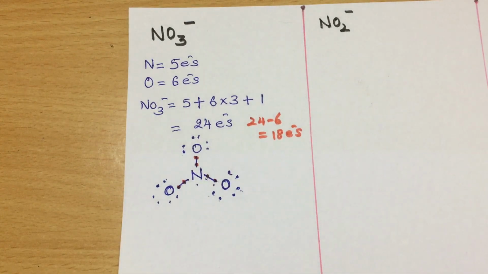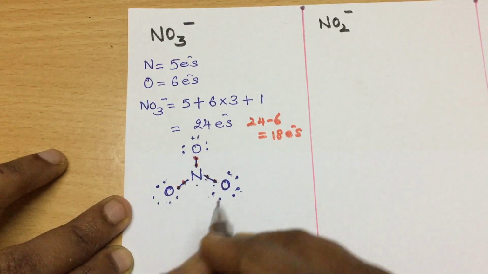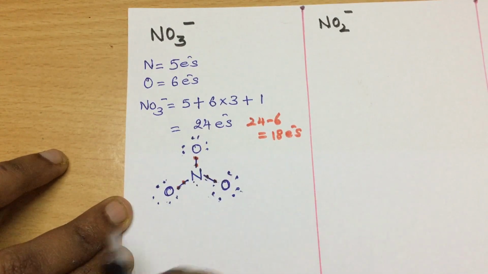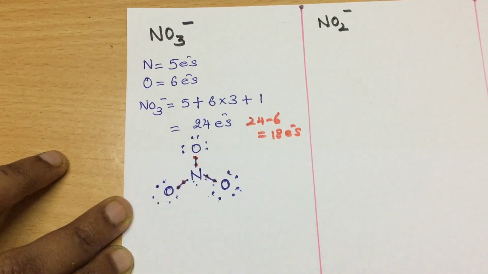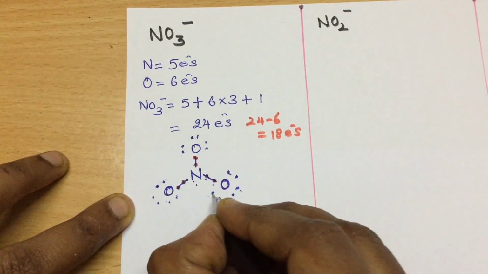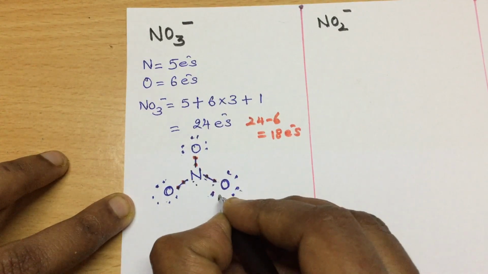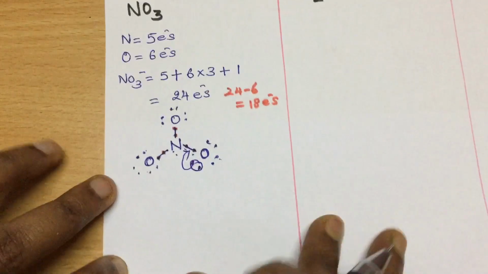Now check whether the octet has been satisfied or not. For the oxygens, the octet is completed. But for the nitrogen, check: 1, 2, 3, 4, 5, 6. It is surrounded by only 6 electrons. But each atom must be surrounded by 8 electrons, then only it will become stable. So what I can do is shift these 2 electrons here. These 2 electrons I am going to shift.